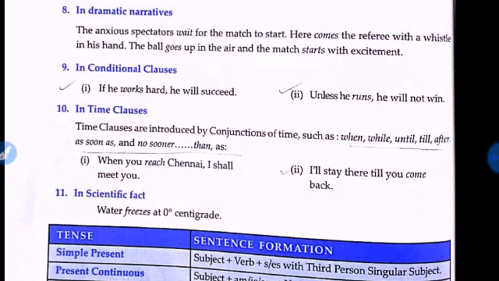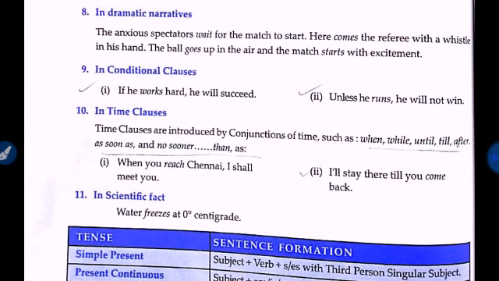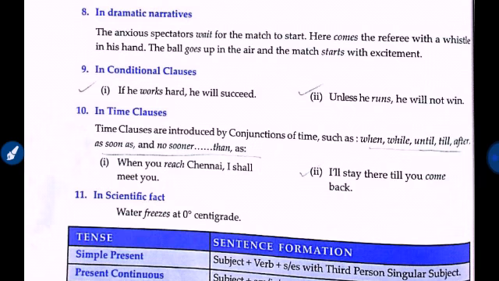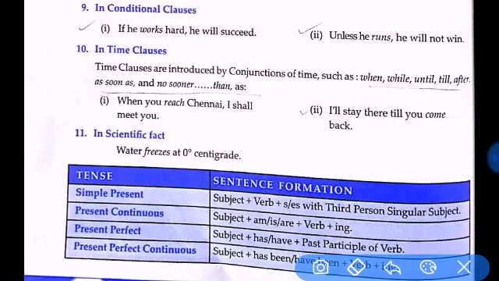So now, how do we write the simple present tense? Look here, in the simple present tense they have already given the format that you have to use. See what they have given. In simple present tense: subject plus verb plus s or es with the third person singular subject.